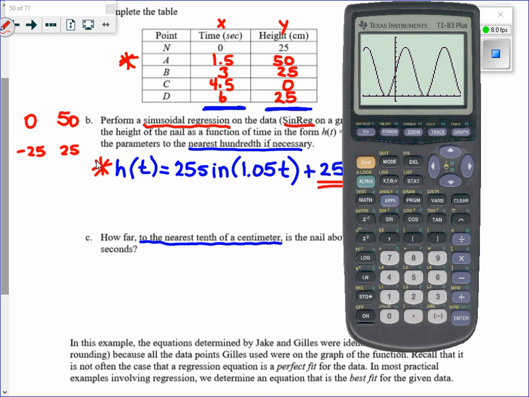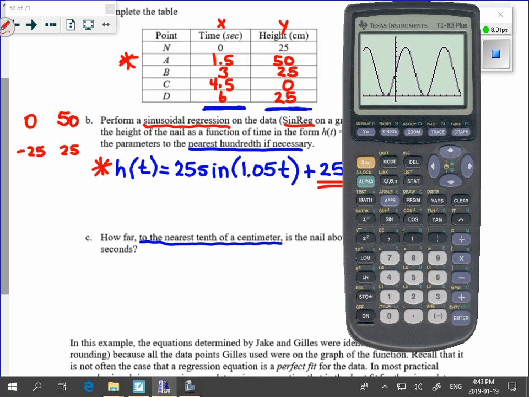Okay, so well, when I say it's starting high, I mean it's starting at its midline, right? At the midline at 25, and it's going up from there to its maximum point and then down to its minimum point, okay, of 0. Okay, so we're seeing exactly what we wanted to see.